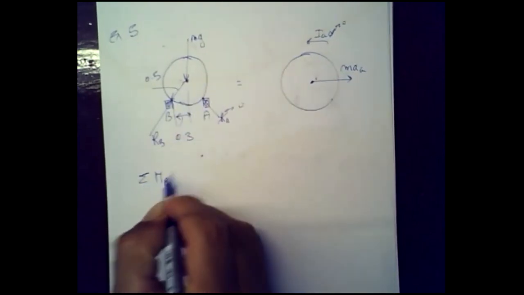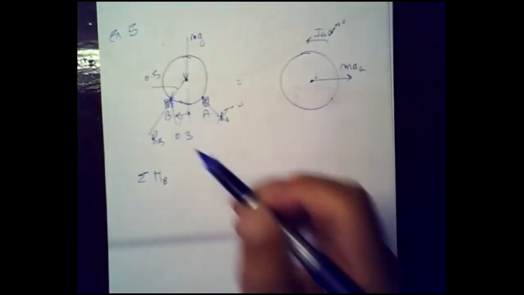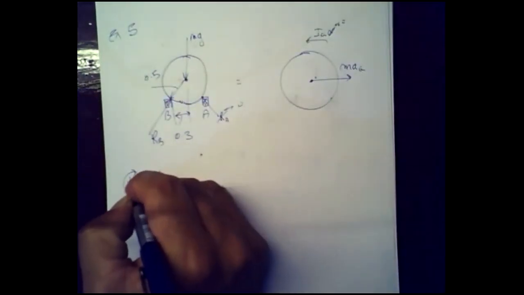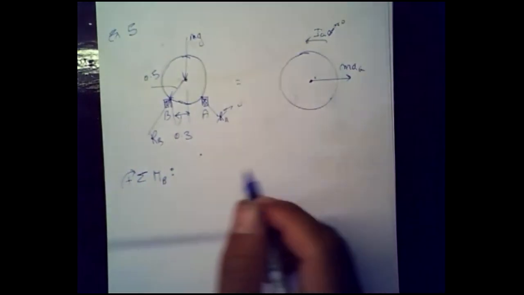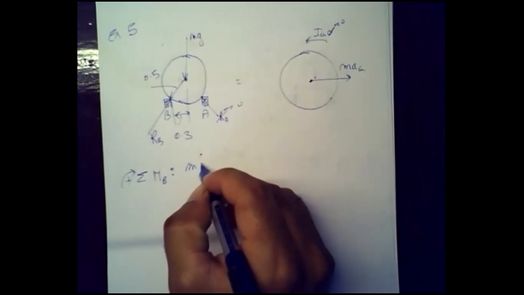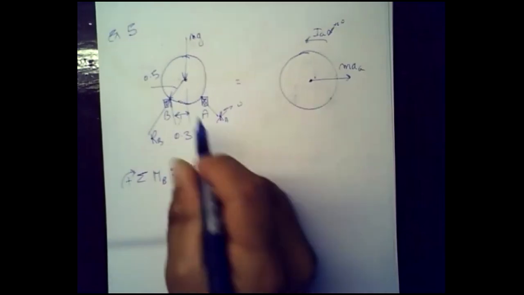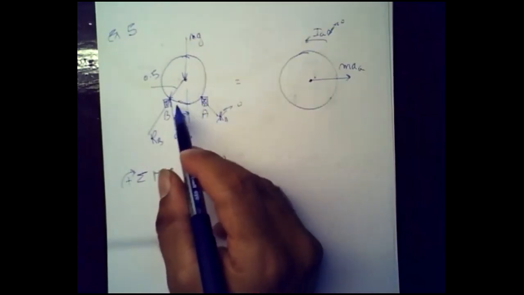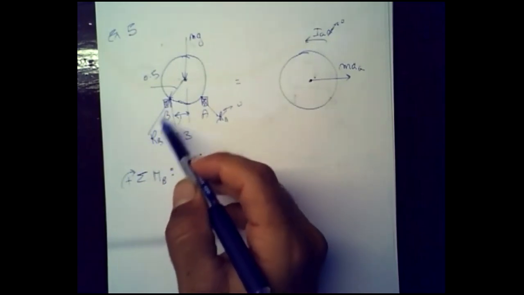Sum the moments about B. And we're not summing the moment about a point. Like I said, you never sum the moment about a point. You are summing the moment about an axis perpendicular to the figure passing through that point. I'm going to use counterclockwise as my direction. What is the moment of mg? It's going to be mg times 0.3. RA is going to be 0 in that case. The moment of this vector RB will be 0 because it's traveling through point B.